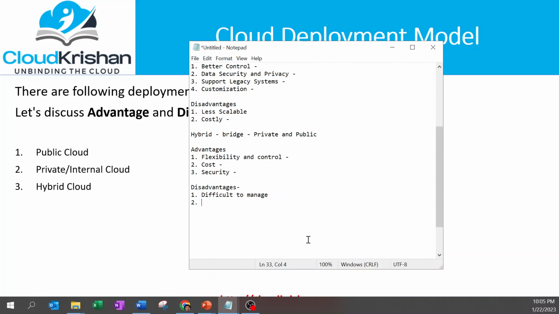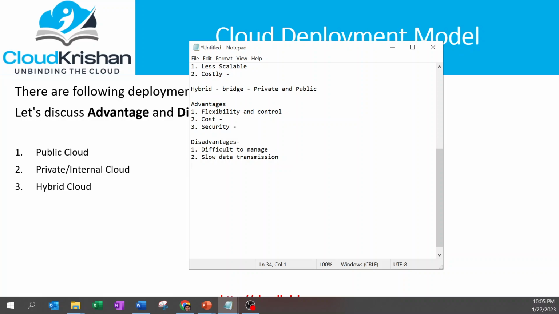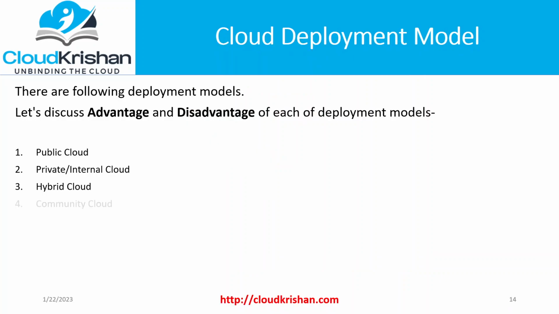Now the second disadvantage we can talk about is slow data transmission, because if everything is in public or everything is in private, the data transmission will be fast because they are sitting near to each other. But if you are talking about the hybrid, then data may be moving and transmitting from private to public and public to private. So it's a latency issue, or data speed issue, so it can be a little bit slow. Okay, that's it about hybrid. Let's talk about the next one.